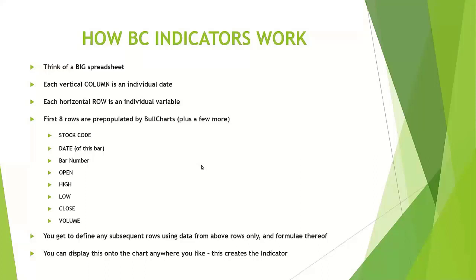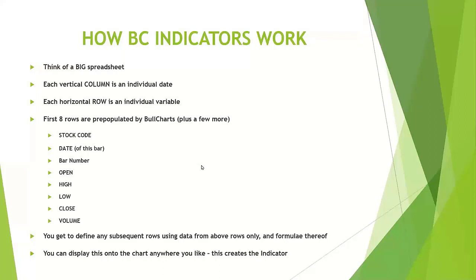Just bear in mind that not all stocks start at the same point in time. So what is the first bar number for Combank may not necessarily be the first bar number for NAB, because the data sets may be of different lengths. There may be more information on Combank because it's an older stock than on CSL, which was probably released later. Then the next row, the sort of stuff that we want to play with: open, high, low, close, volume. Those are some of the fundamental values we want to play with, and they are pre-populated in there by bull charts.